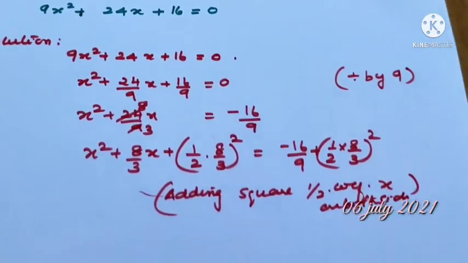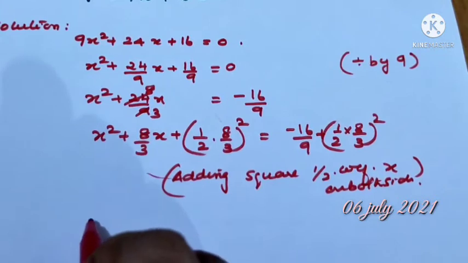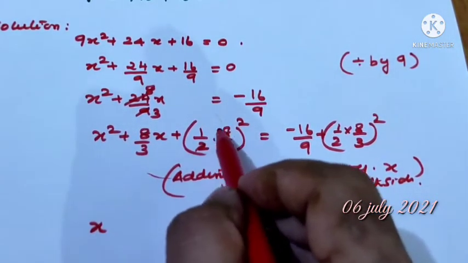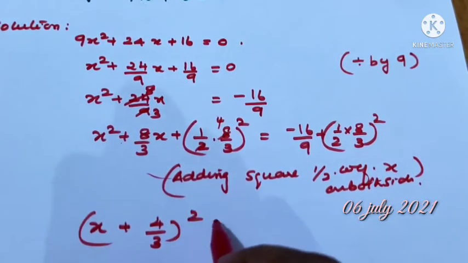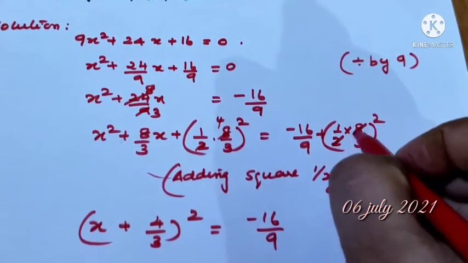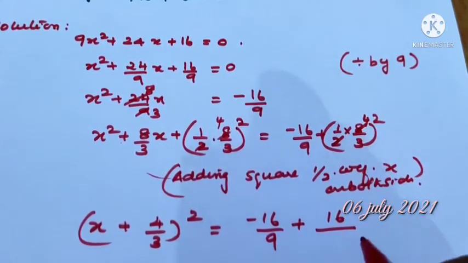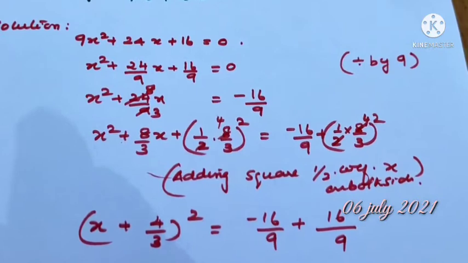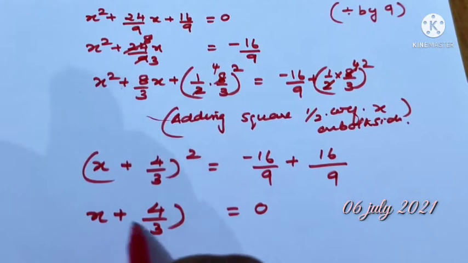Okay, what is the next step? We have to take it in the a plus b whole square form. So x I have taken. So here again we can simplify. Middle term sign is plus. So 4 by 3 whole square. Minus 16 by 9. Here also I can cancel. So 4 square is 16 by 3 square is 9. So what happened to the right side? Minus 16 by 9 and plus 16 by 9, it is equal to 0 only, right? So x plus 4 by 3 whole square equal to 0.